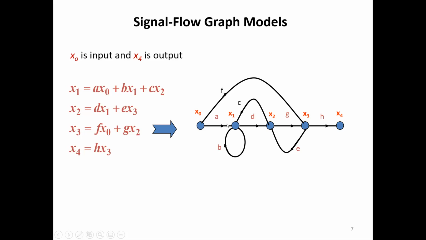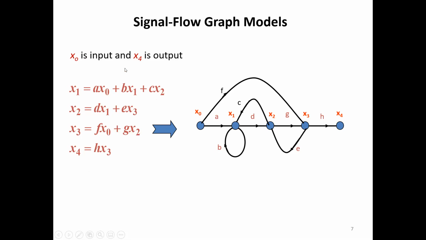So x0 into a, and b into x1, which is a self loop. You can see here we have a self loop. And c into x2, that is from x2 through c, it comes to the node x1. So like that, for every node there is an equation. So the number of nodes and the number of equations should match. We have four nodes, so we have four equations.